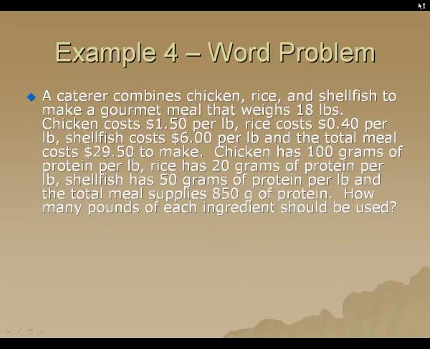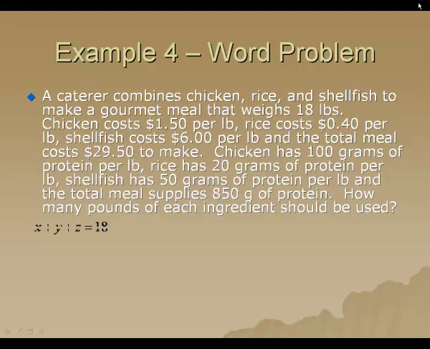Now we try a word problem. The caterer is combining chicken, rice, and shellfish to make a gourmet meal that weighs 18 pounds. Chicken costs $1.50 per pound, rice costs 40 cents per pound, shellfish costs $6 per pound. The total meal costs $29.50. Chicken has 100 grams of protein per pound, rice has 20 grams of protein per pound, and shellfish has 50 grams of protein per pound. The total meal supplies 850 grams of protein. How many pounds of each ingredient should we use?